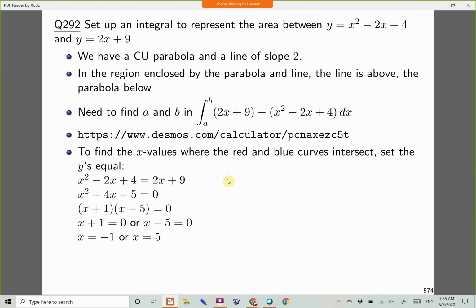Now, sometimes the order here might be swapped. It just depends on what order you wrote the factors in. So the smaller x value should be the lower part of the integral. So -1 to 5. Okay, so I hope that works just as a review of what kind of thing we looked at yesterday.